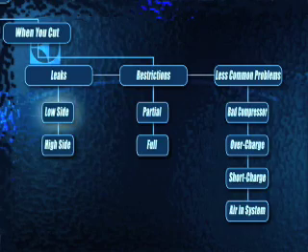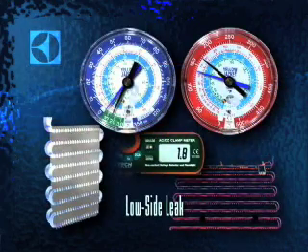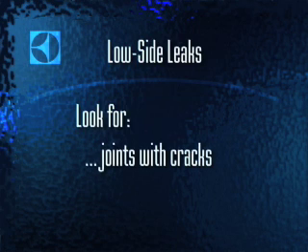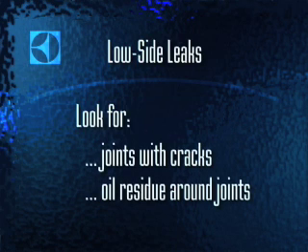Low-side leaks are characterized by low-pressure readings on the low side and high readings on the high side. The system will pull more amps than normal. The evaporator may be only partially frosted, and you'll hear some hissing and gurgling coming from it. The condenser will feel slightly cooler to the touch than normal. To locate a low-side leak, look for bad joints, joints with cracks, signs of oil residue around them.